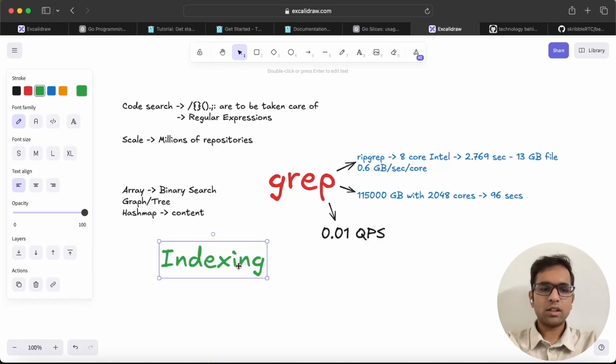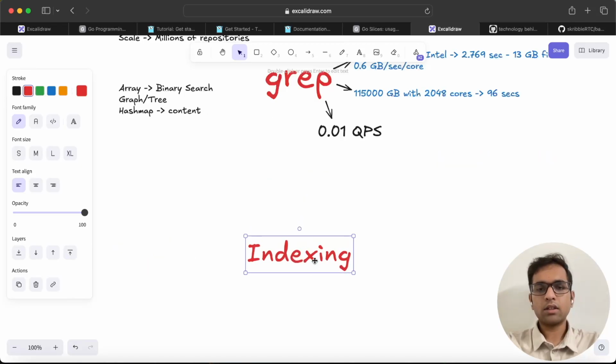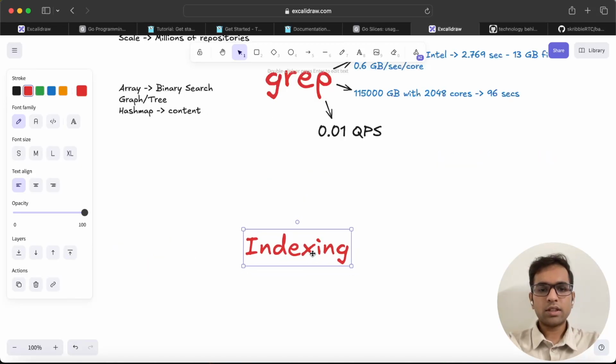So indexing is one thing that has to be done, but how would this indexing help us at such a great scale, right? With millions of repositories and all of those things, how will this indexing be taken care of? So with indexing, the major thing is in what terms are we going to index? There are different options in which we can index.